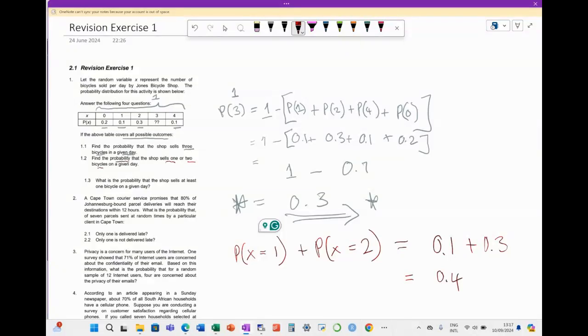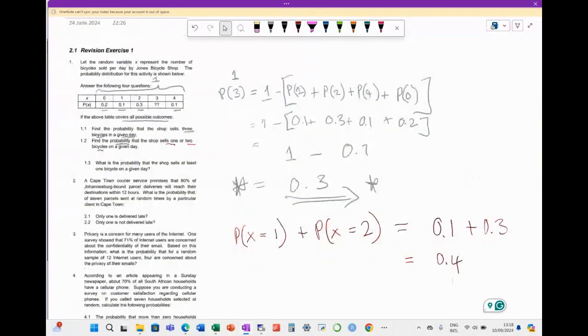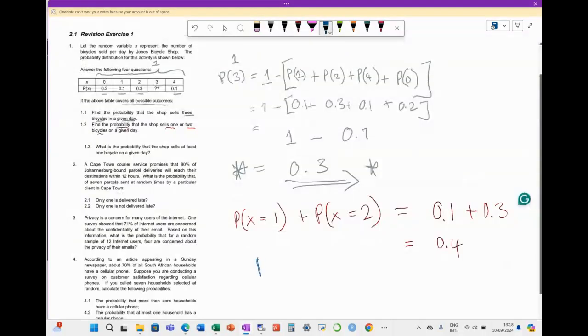Right. Then we go to the third one. It says, what is the probability that the shop sells at least 1 bicycle in a given day? And this is where they start to trip us up a little bit. That language of at least, more than, less than is where things get a little bit tricky, because we now have to interpret what they are saying. So they're saying, what is the probability that we sell at least 1 bicycle? How are you getting it?